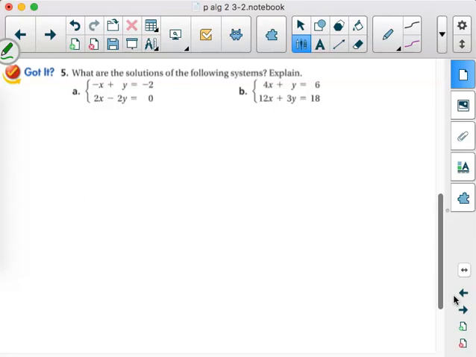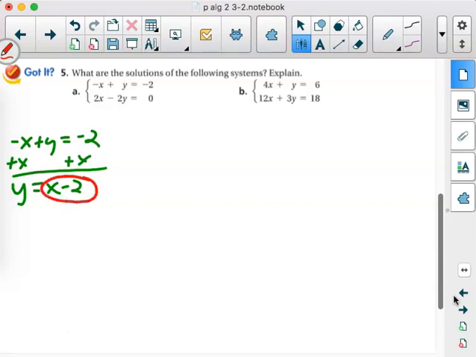Would it be easy to get an x or a y by itself with this one? Yeah. So I'm going to take that top one and get y by itself. All I have to do is add an x to both sides. Now, this is where it gets its name from. I substitute. So wherever I see a y, instead, I put x minus 2.